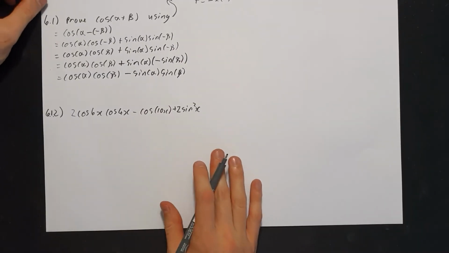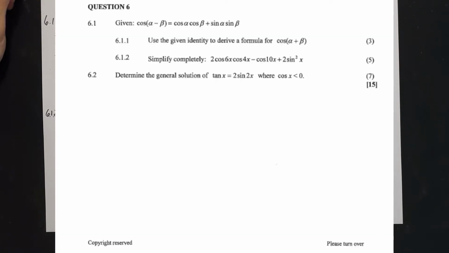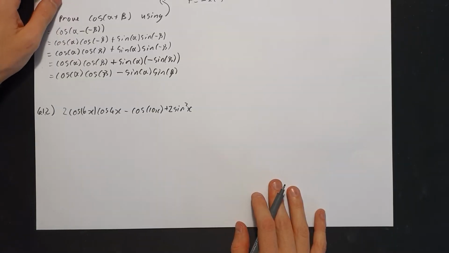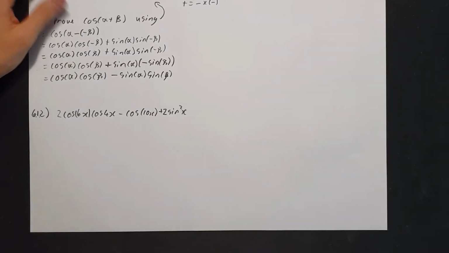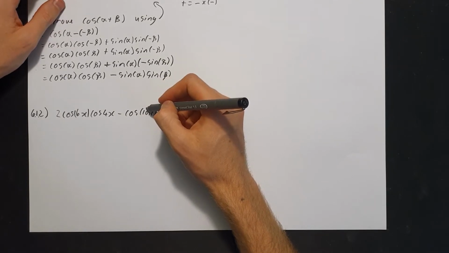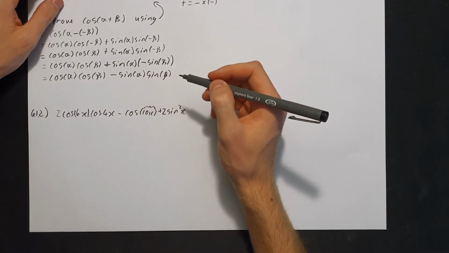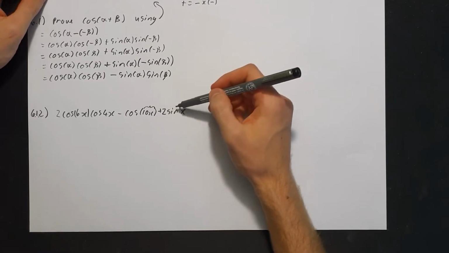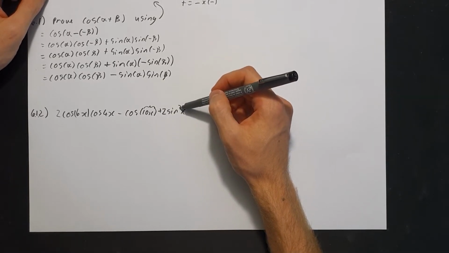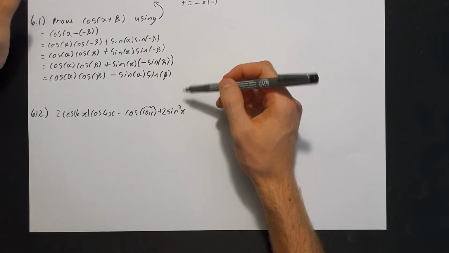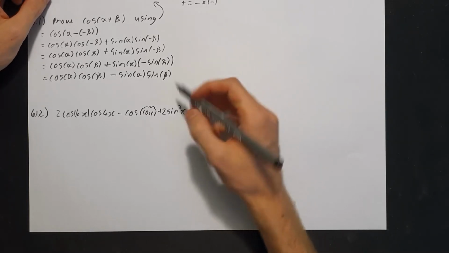Okay, now 6.1.2 says simplify completely, and then they've given you there cos of 6x cos of 4x minus cos of 10x plus 2 sine squared x. Okay, so we've got to use identities here as well. But the trick here is identifying this here. Sometimes you look at this and we go, okay, cool, well I can change that to a cos. But then what's that going to help me if I change that to a cos? Well, in this case, not really anything at the moment.